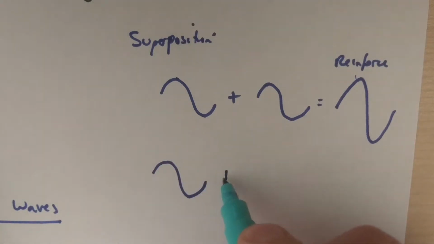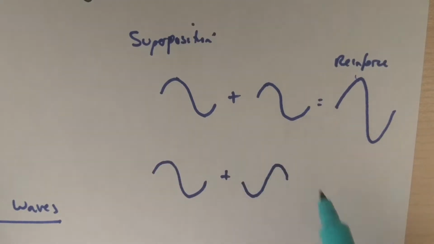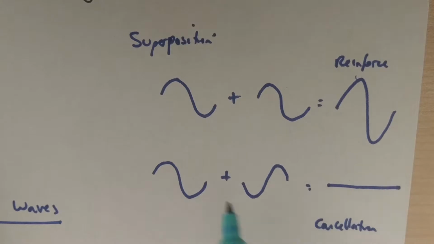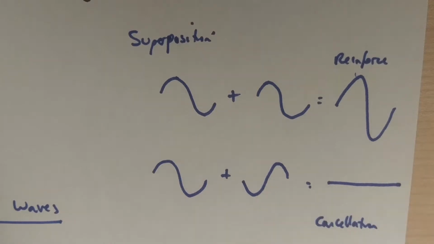If they are exactly out of phase, we get something called cancellation. So this is when we have interference, so we've got positive amplitude, negative amplitude, cancel out. Negative amplitude, positive amplitude, again cancel out. And we get no wave being produced, so we get no amplitude in our resultant wave. So, standing waves from that point.